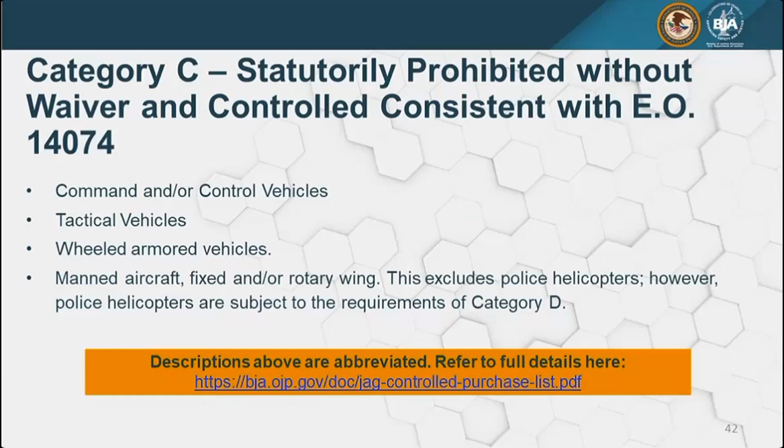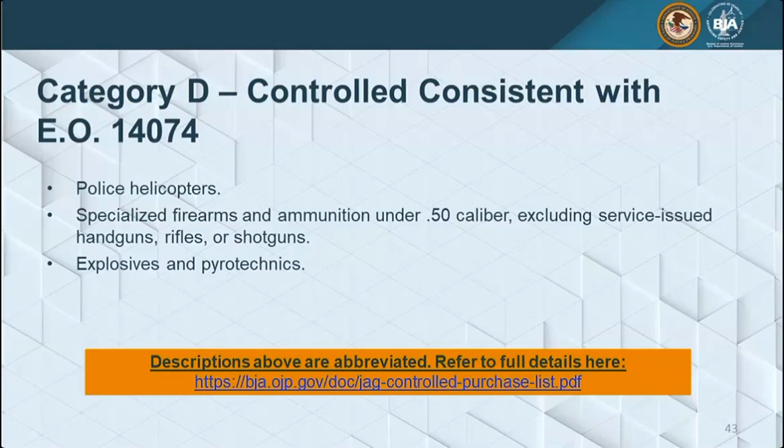Category C, again, this is controlled. You do need a waiver. You need to get permission, essentially a director approval, in order to purchase any of this. Command or control vehicles, tactical vehicles, wheeled or armored vehicles, manned aircraft. This excludes police helicopters. Police helicopters are subject to the requirements of Category D, which is the next slide here. So these also do require a waiver or prior approval from the director. Police helicopters, specialized firearms that are over .50 caliber, and explosives or pyrotechnics. So be mindful of all of that when you are putting your programs together, that these are still in place.